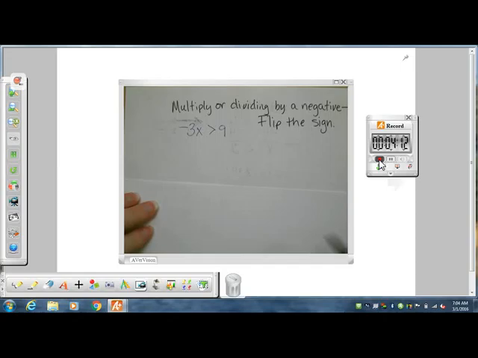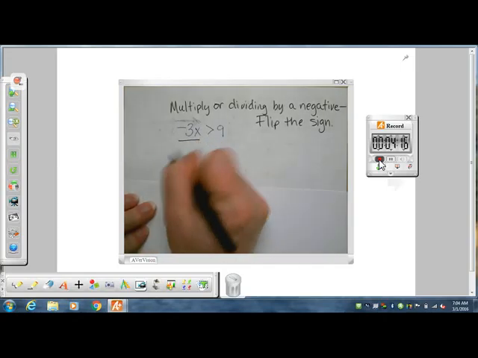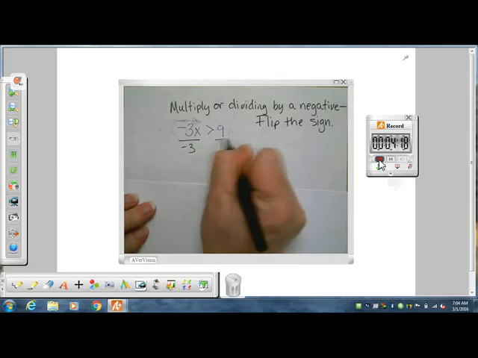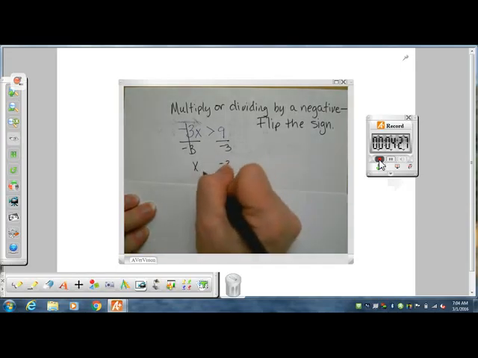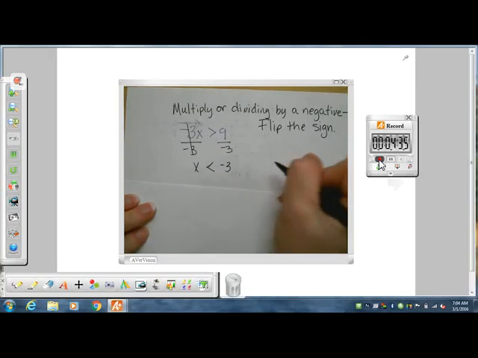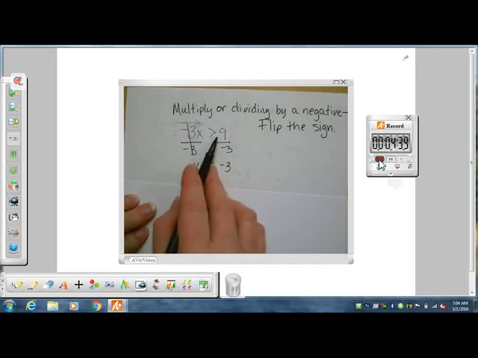So like for example, I have -3x > 9. So if I divide by negative 3, those cancel out. I have x and I have negative 3 here, but instead of having greater than, what ends up happening, because it's a negative, it goes the other direction. So it flips. So we have x is less than negative 3.